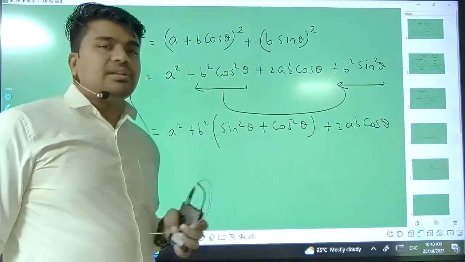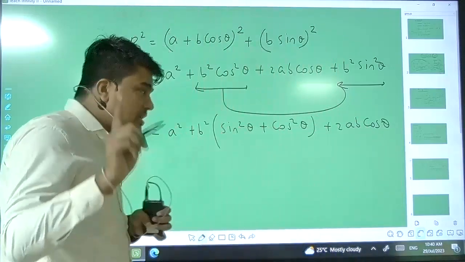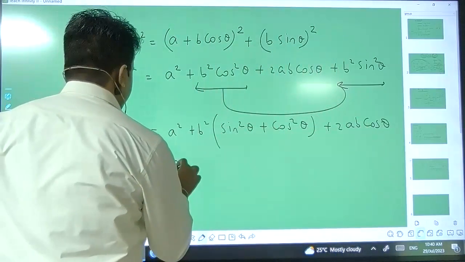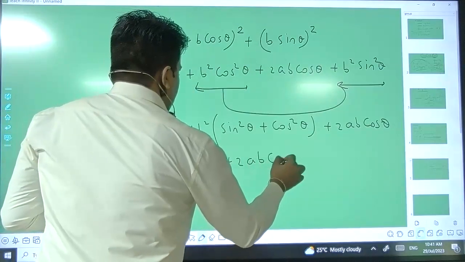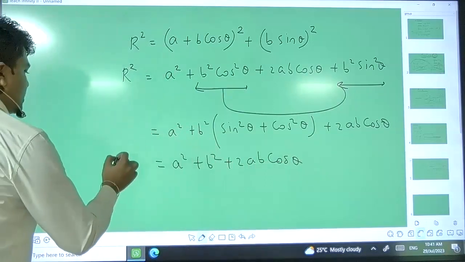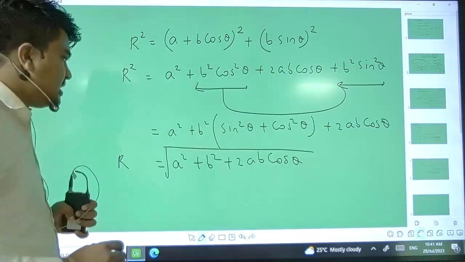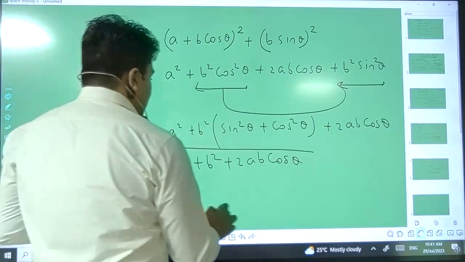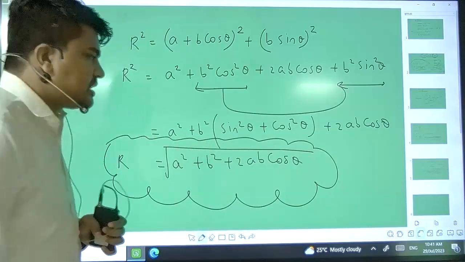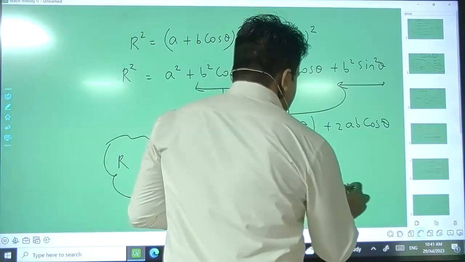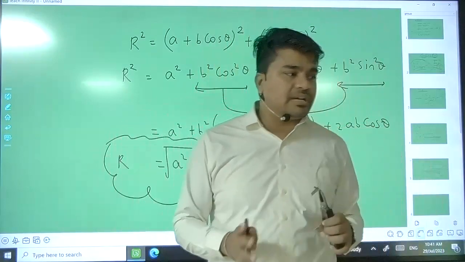And what is the value of sin squared theta plus cos squared theta? Tell me. 1. Very good. A square plus B square plus 2AB cos theta means we have a resultant vector. The magnitude of the resultant vector is simply under root A square plus B square plus 2AB cos theta. And theta is simply the angle between the two vectors, the angle between vector A and vector B.